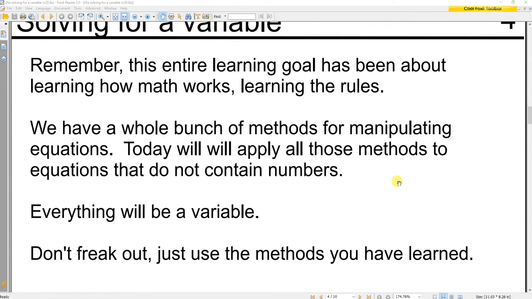Remember, this entire learning goal has been about how math works, learning the rules. It's like a big chess game. We have a whole bunch of methods for manipulating equations. Today we're going to use all those methods on equations that don't even contain numbers. Everything will be a variable. Don't freak out. It's still the rainbow poster.